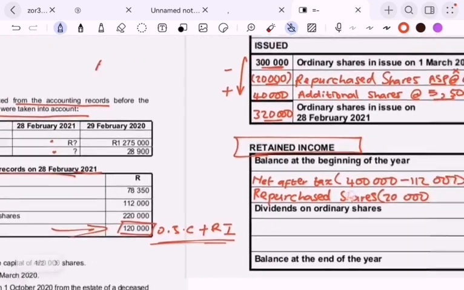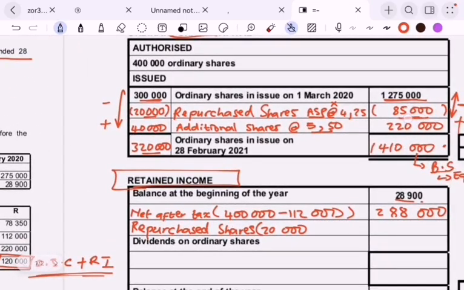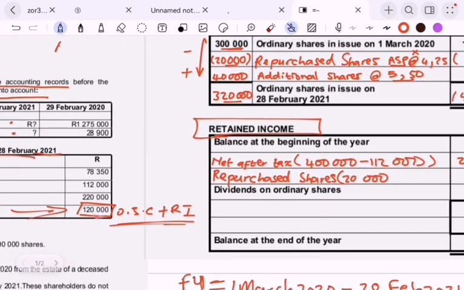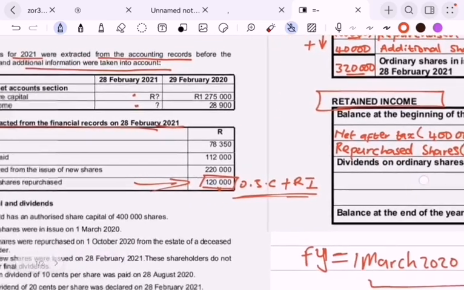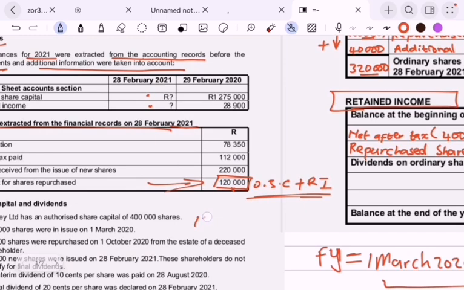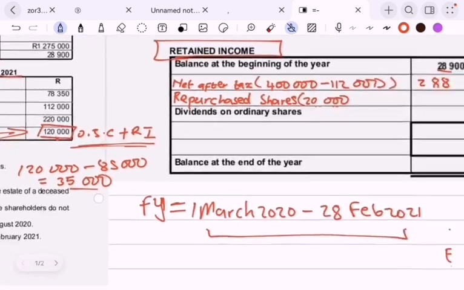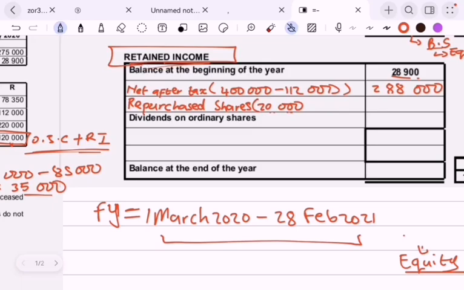Meaning your ordinary share capital together with your retained income, they exist in this amount, right? So there's your ordinary share capital. It already exists in there. So to get your repurchase shares, because now we've already written 20,000, there are two ways of actually doing this. The first way, which is the simplest way, you can just say 120,000 minus your 85,000. Then you will get your beautiful 35,000. That is going to affect your repurchase shares, but under your retained income.